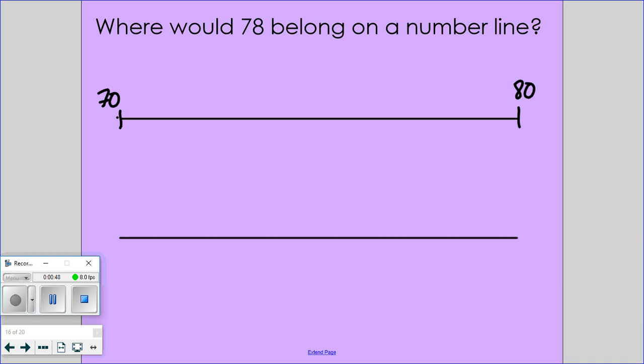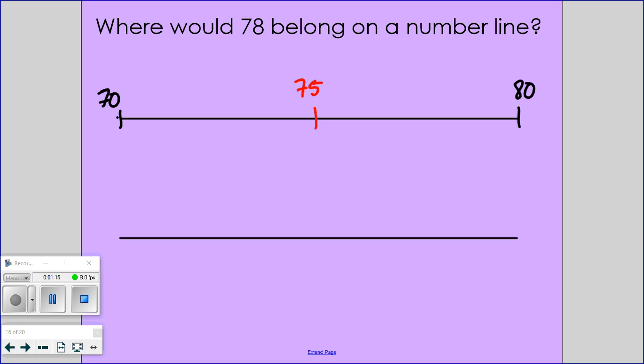What's my middle number? I always have to have endpoints and a middle. What's my middle number? The middle number between 70 and 80. Lily? 75 is my middle number. I need a middle. Alright, here's all my benchmark numbers, my friendly numbers.